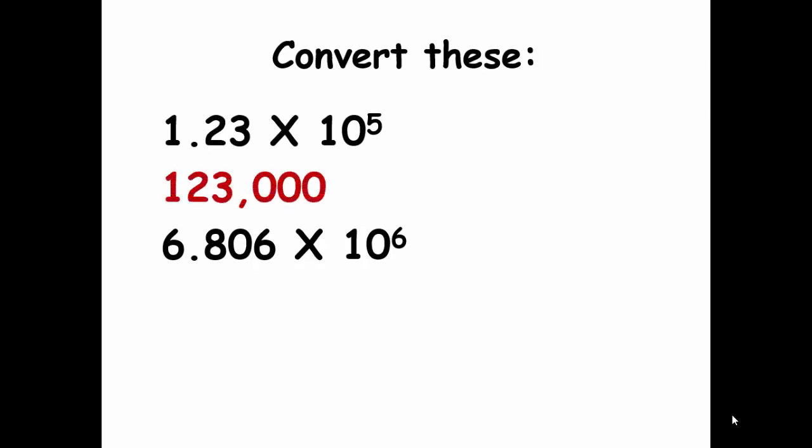And so if we do that, we're going to move our decimal 5 places, which would give us 123,000. Here we have 6 and 806 thousandths times 10 to the 6th. Moving that, we will arrive at 6,806,000.